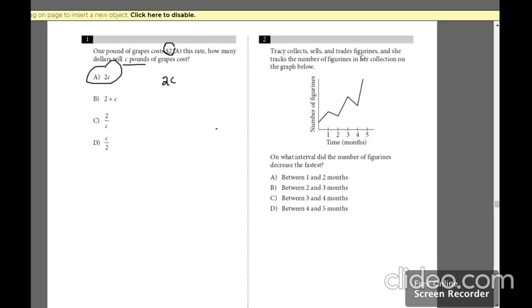Tracy collects, sells and trades figurines. She tracks the number of figurines in her collection on the graph below. This is her graph. And during what interval did the number of figurines decrease? That is what we have to focus on. It means going left to right, the graph should move downward. So the decrease is this one. The rest is all the graph increasing only.